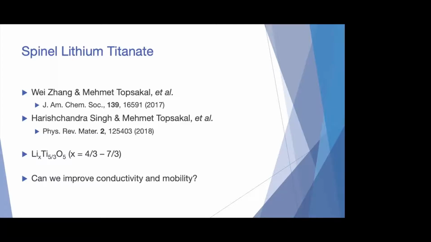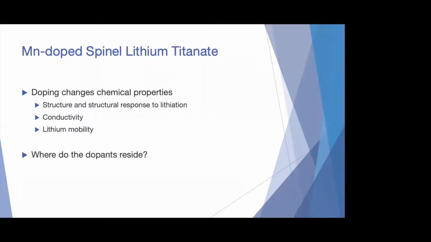And so if you want to improve conductivity, you might think we'll start with trying to dope it. And so this is what the group did. They looked at adding manganese to the system. And we know that when you dope something, you're going to change its structure and its chemical properties. And the first question you might want to try and ask yourself is, where do the dopants actually go in the system?